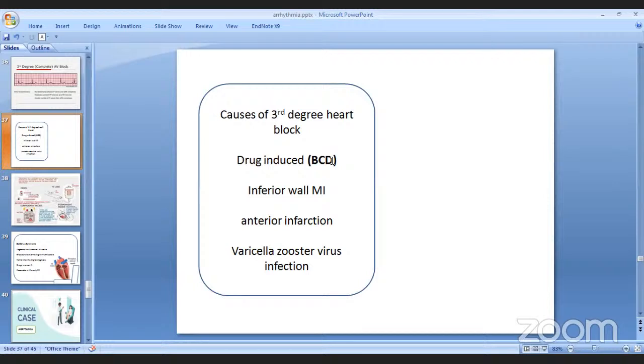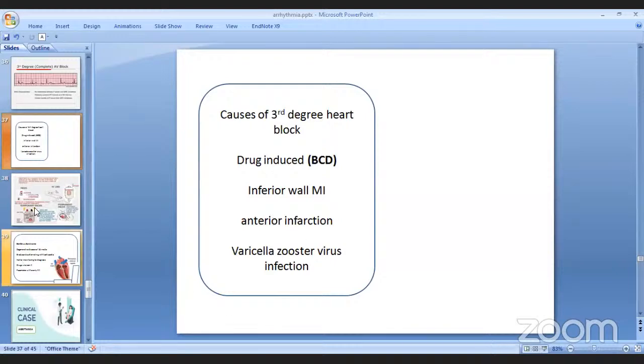So when there is blockage of the right coronary artery, what does it supply? It also supplies the SA node and the AV node. So in inferior MI, the AV node's blood supply is affected, and so complete blockage of the AV node can occur. It can also occur in anterior infarction, because there can also be septal infarction, and it might affect the AV node. Or it can be due to varicella zoster virus infection.